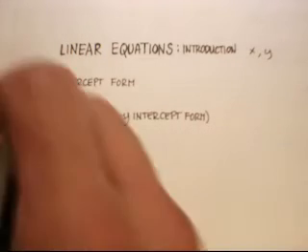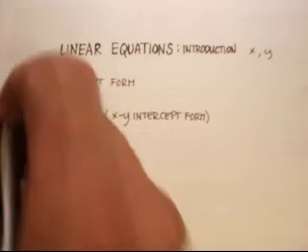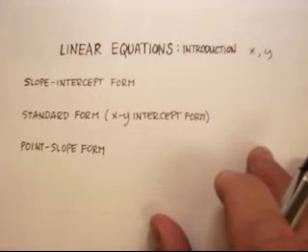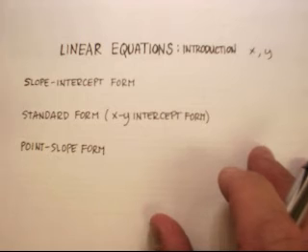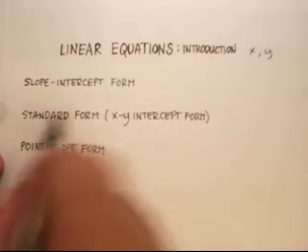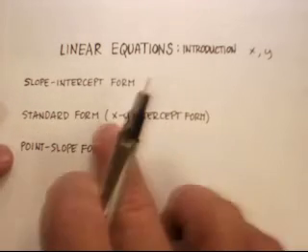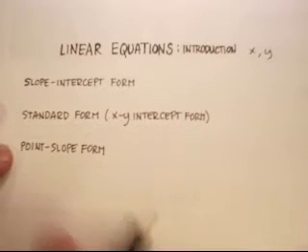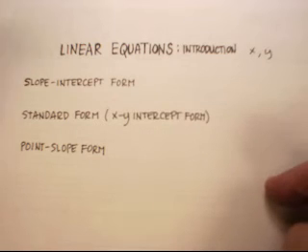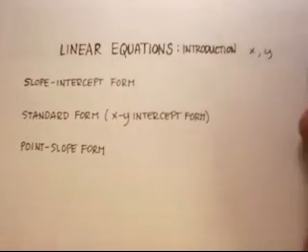Okay? Now there's three forms of that line that are actually very, very helpful. And they're called the slope-intercept form, the standard form, which is also known as an intercept form, and the point-slope form. And what I want to do in this particular video is just go over what each of these three are and show you how you can get from one to the other and show you what some of the uses and advantages of each one of them are. So let's go over just exactly what the forms are.